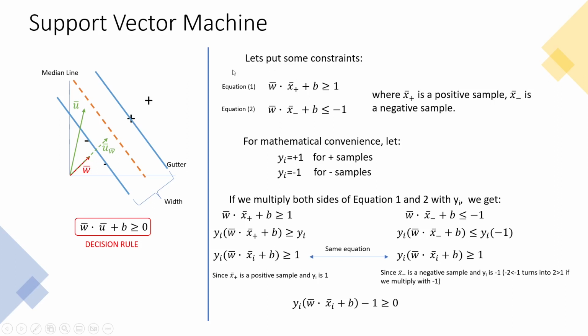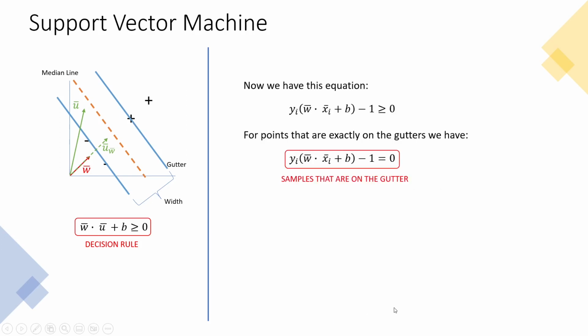So with our mathematically convenient introduced variable yi, we can rewrite both equation 1 and equation 2 as this one. Okay, this is this equation and this equation. yi times (w dot xi plus b) minus 1 is greater than or equal to 0. So now we have this equation.